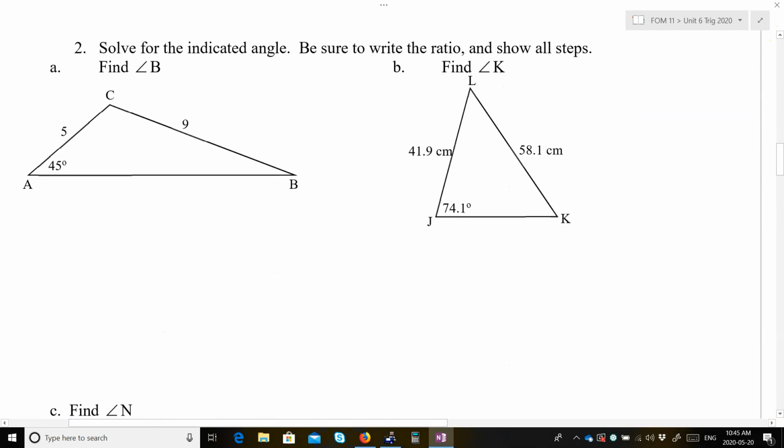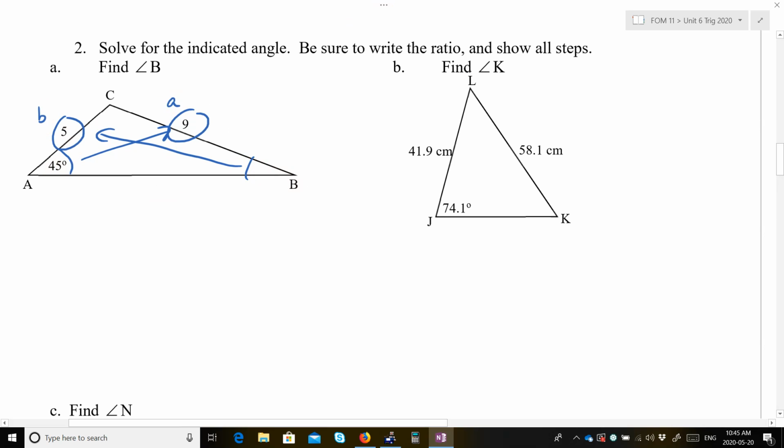Okay, number 2, solve for the indicated angle. So this time we're going to solve for an angle. Be sure to write the ratio and show all steps. Okay, and again, if you look at these triangles, there is no 90-degree box showing. And if you have an angle and its opposite side, and we have another side and we're looking for an angle, then we can use the sine law. Okay, so to find angle B, we want to find this angle here. Do we have its opposite side? Yes.